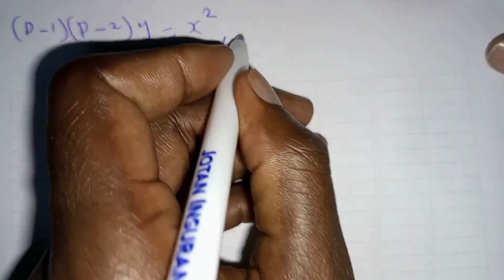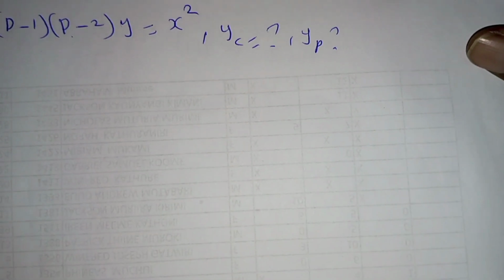Non-homogeneous ODE, which consists of the complementary part and the particular part. So to solve this, we begin with the complementary part, which we want to find out, and the particular part, we want to do the two. So first of all, we begin with the complementary part.